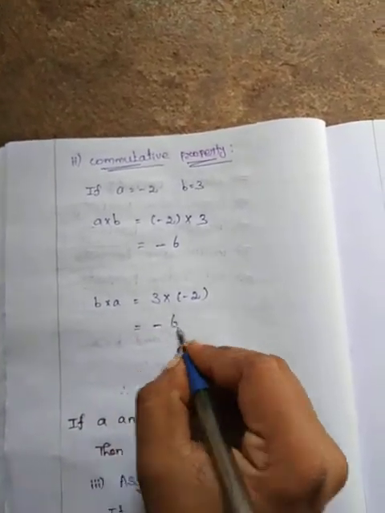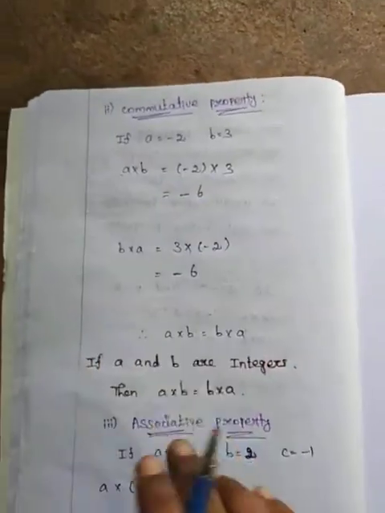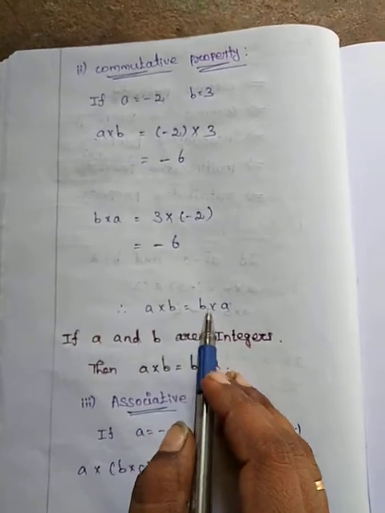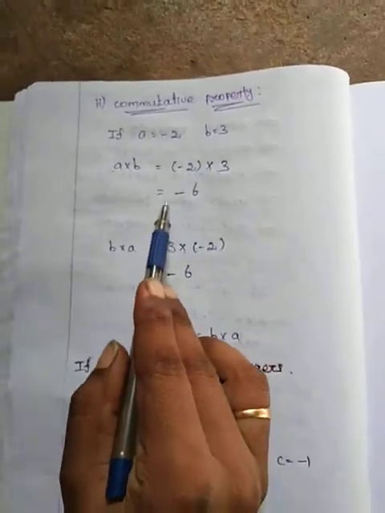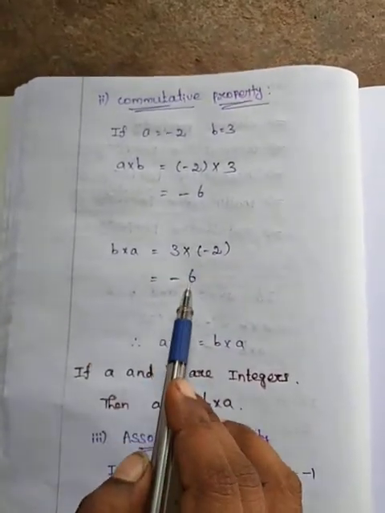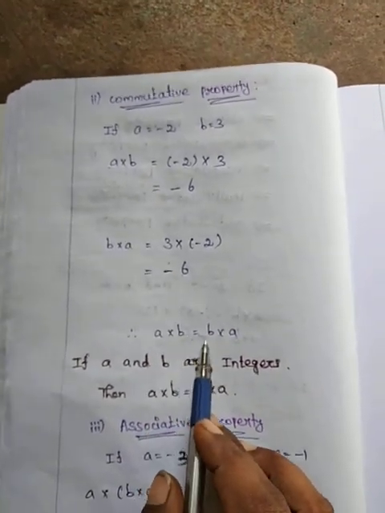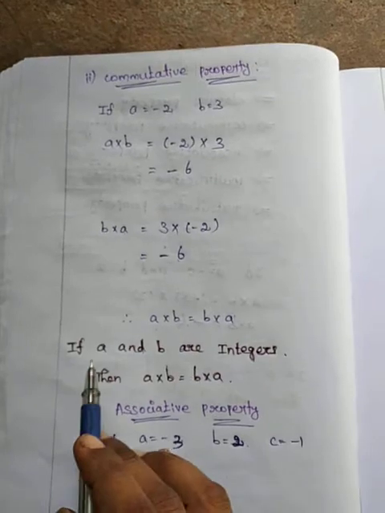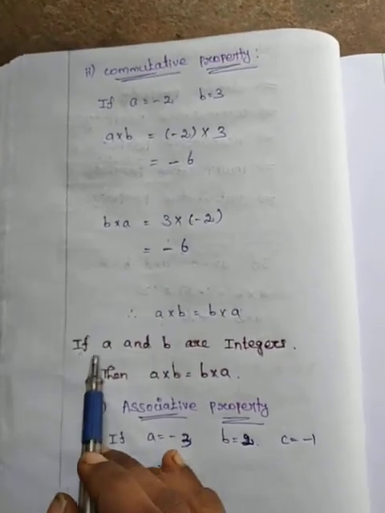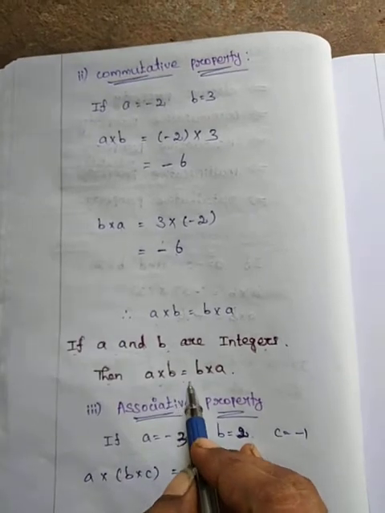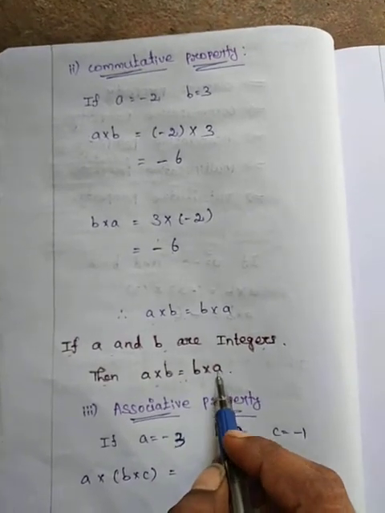3 2s are 6. So the property is a into b is equal to b into a. Here a into b is minus 6. b into a is also minus 6. So both are same. So a into b is equal to b into a. So the commutative property is: if a and b are integers, then a into b is equal to b into a. Do you understand?